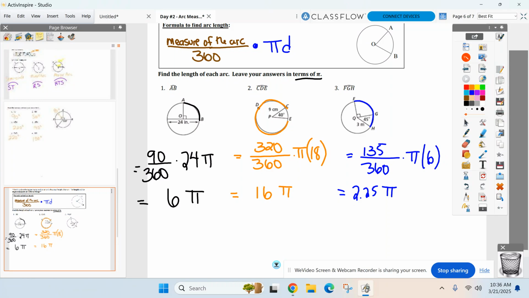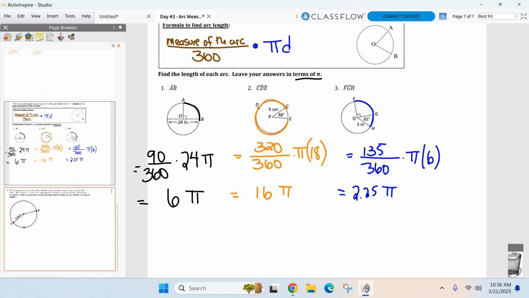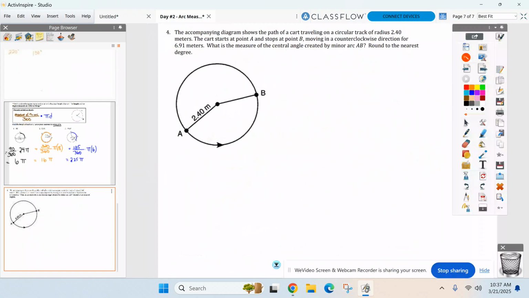Any questions? Before I move on to the last one, which is going to be a little bit different. Measure versus length. Two different things, right? Measures in degrees. Length is actually how long it is. And then we get to this final one. A cart traveling around a circular track, of course. That's always going to happen.